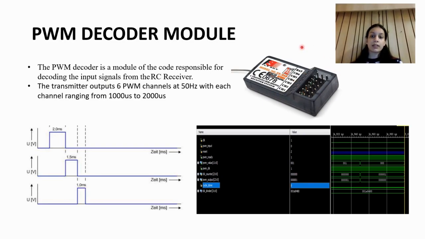So the width of this PWM signal actually depicts the movement that the drone will portray. As shown in this diagram, it has a high level duration from 1 millisecond to 2 milliseconds. 1 millisecond depicts approximately 0 throttle, whereas 2 milliseconds corresponds to 100% throttle. In this module, the width of this PWM signal is measured and sent to the other module. This is the simulated waveform of PWM.